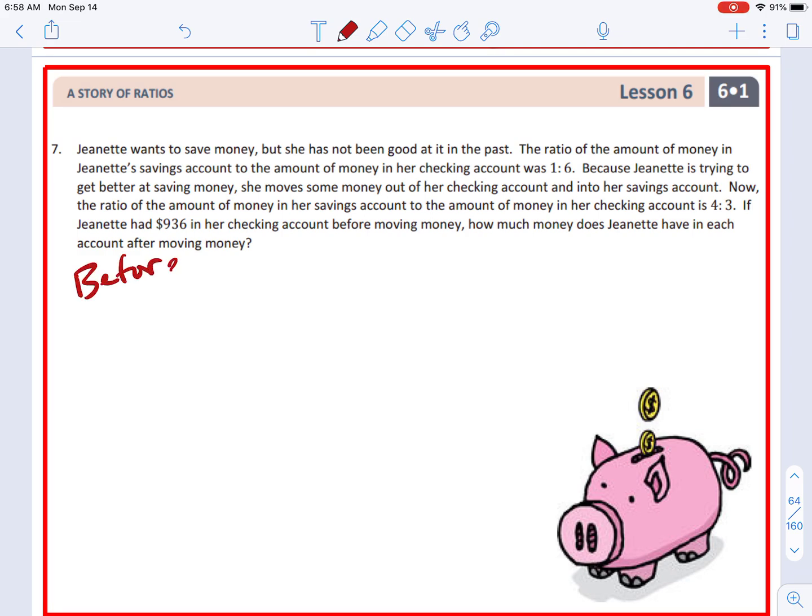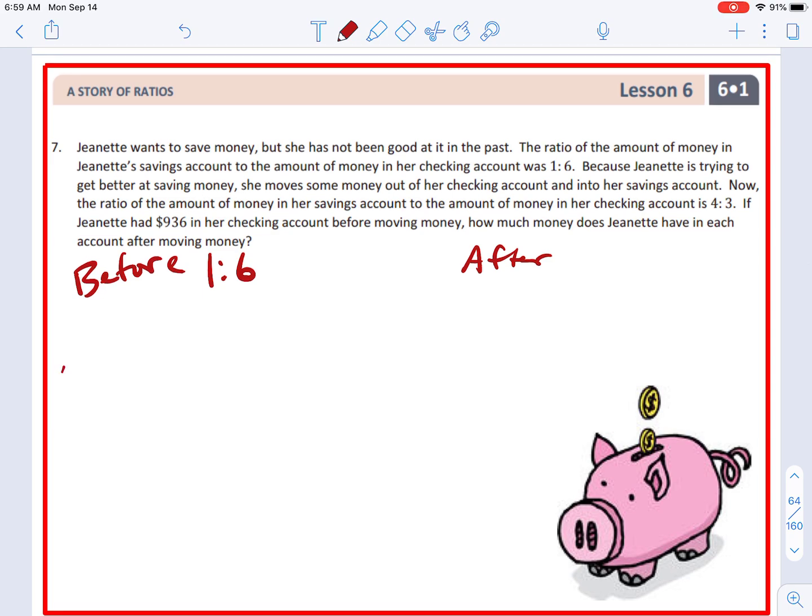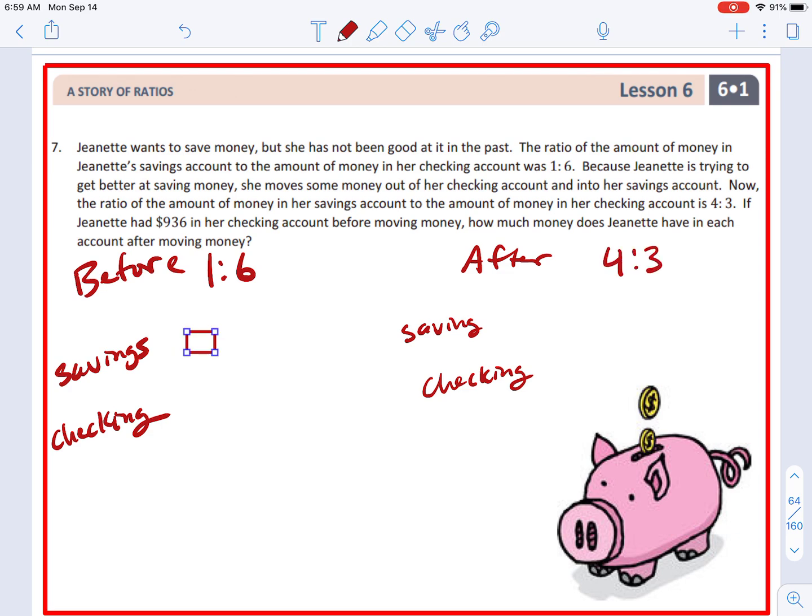Okay, so before and after. Her ratio was 1 to 6, and this was savings to checkings. Savings to checkings. And after, it was 4 to 3. So 1 unit here, 6 for the checkings, and then 4 here, and 3 for the checkings.